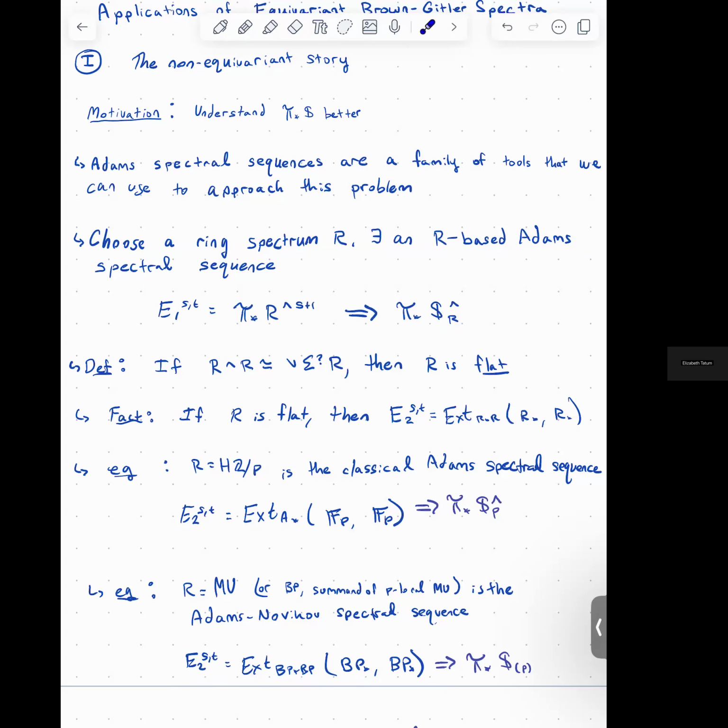But even though it's super great that these are Ext groups, and we can write them down algebraically, these are still very, very complicated. We don't have a closed form description of these. And furthermore, of course, this is only the E2 page. You have to compute further differentials to get more information. So even though these Adams spectral sequences have been very productive, it's also been really helpful for people to consider other choices of ring spectrum R.